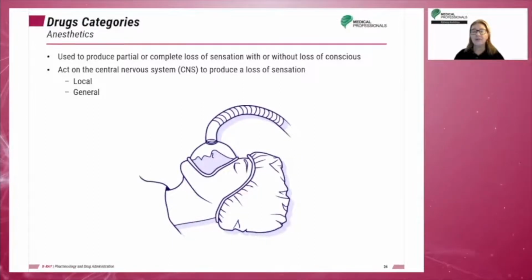Anesthetics are drugs that produce a partial or complete loss of sensation with or without the loss of consciousness. They act on the central nervous system, or CNS, to produce a loss of sensation. Local anesthetics are lidocaine, such as xylocaine, and procaine HCl, such as Novocaine. Local anesthesia is used to eliminate the sensation of pain in a specific area before beginning a painful procedure or in the treatment of ventricular arrhythmias.